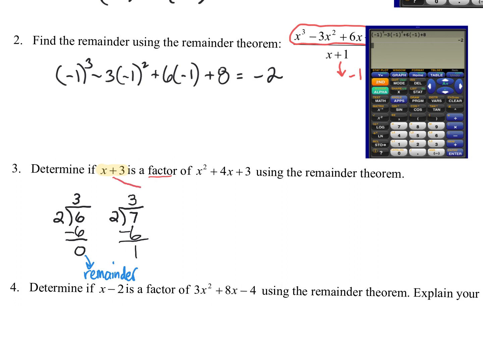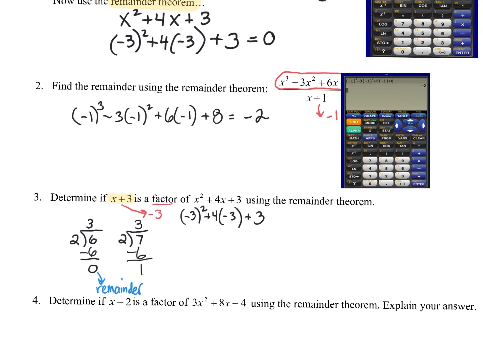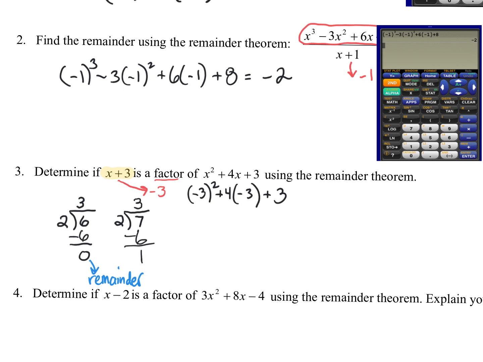So we always find the opposite. We always plug in the opposite, which in this case is -3. So let's go ahead and substitute that in. So -3 squared plus 4 times -3 plus 3. And if I'm correct, we actually had that for the first problem, and we already knew that the remainder was equal to 0. So my answer is yes, it's a factor.